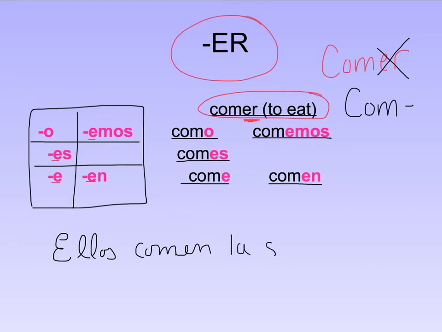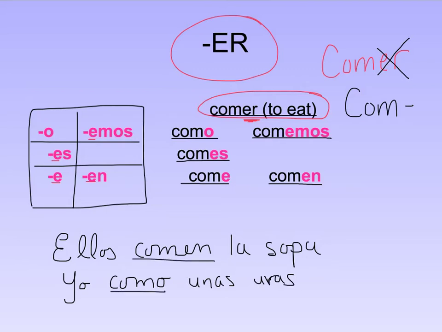So you could write a sentence like ellos comen la sopa. Or yo como unas uvas. Oh, I know you guys hate when I write in cursive here. You'll never understand that, right? Okay, we're going to write como unas uvas. So you'll notice comen, como, they agree with the subject.